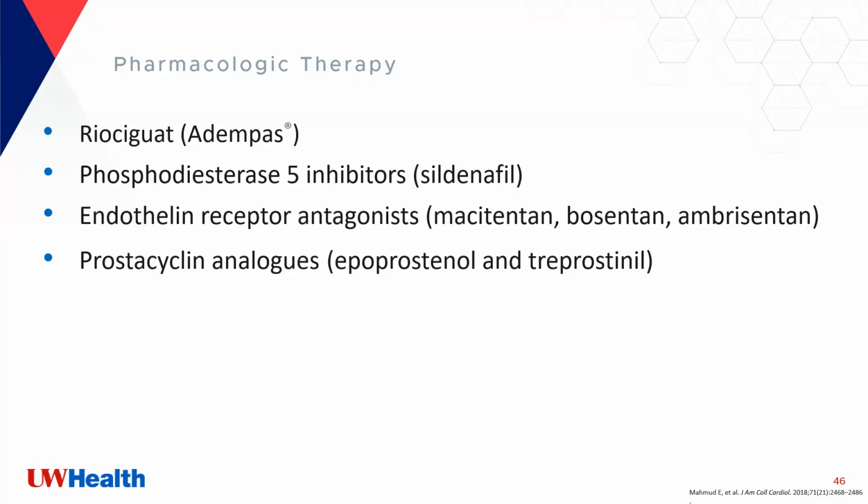Endothelin receptor antagonists are oral medications. Of these, macitentan and ambrisentan are taken once daily, and bosentan is used twice daily, but it also requires monthly liver function tests. So that is something to keep in mind for patients who do not have medical coverage, because it does require them to come in for labs every month.